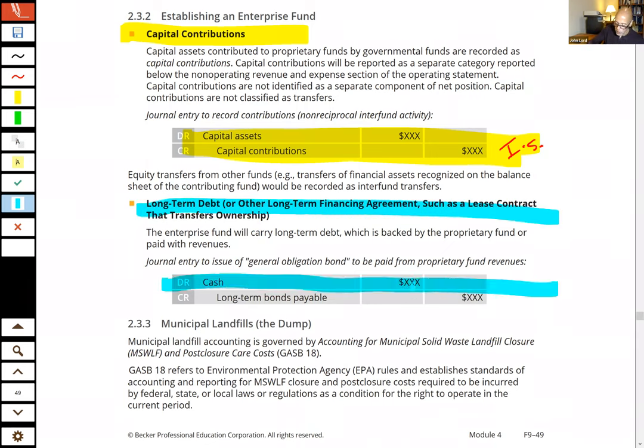And then when you have the bond payable, that's on the balance sheet. That's when they issue bonds out of the enterprise fund. That's a long-term bond payable because we're on full accrual accounting.